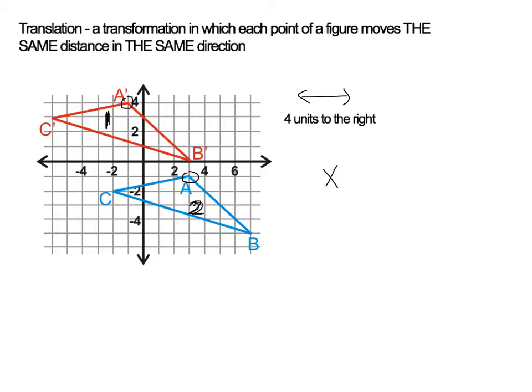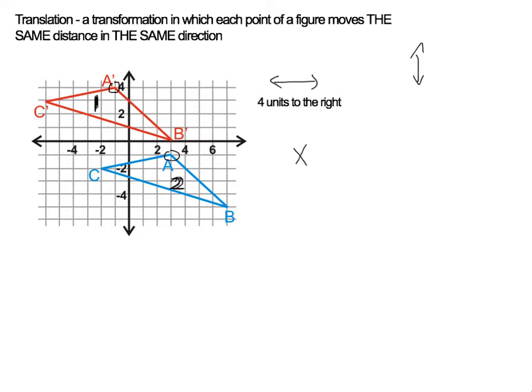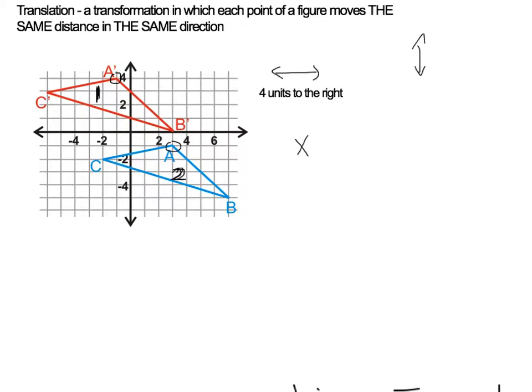Okay, and then what we do is we talk about the movement in terms of moving vertically, up or down. Okay, so currently we are right there, and so then how far down did we go? Well, 1, 2, 3, 4, 5, and so what we would say is that it then moved 5 units down, okay, 5 units down.